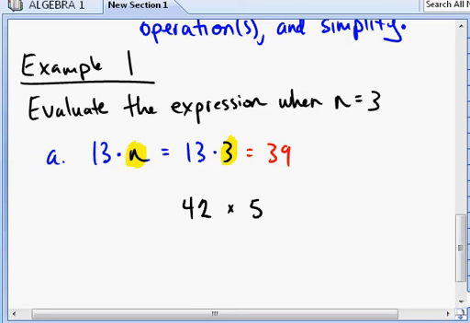So take the 42, right? 42 is 40 plus 2, isn't it? This is a 40 and a 2. So do 5 times 40 and 5 times 2, and add that together. 210. See? 42 is a 40 plus a 2, right? So then you do 5 times 40 is 200. Right? 5 times 40 is 200. 5 times 2 is 10. 200 plus 10 is 210.